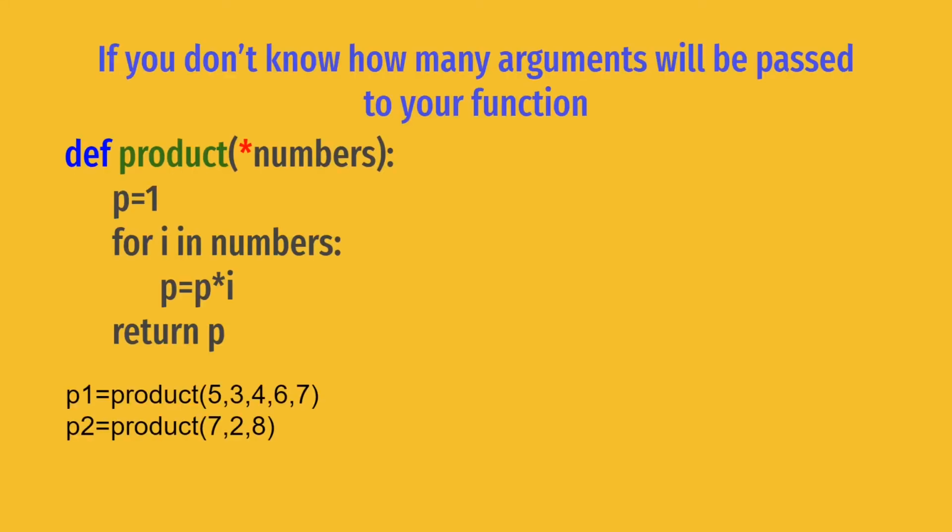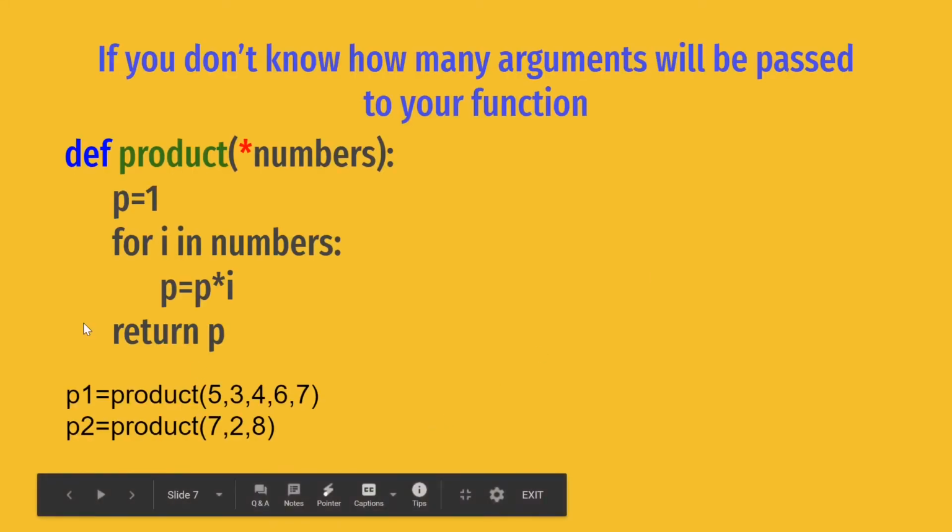But sometimes the user, when they're using the function, can send any number of arguments. You won't know how many arguments they are sending. So your function definition should be ready to accept any number of arguments the user is sending during the function call. First, let us look at the last two lines.